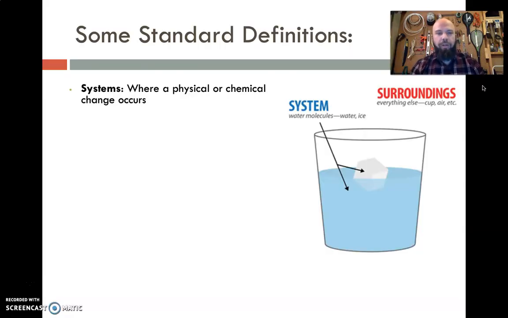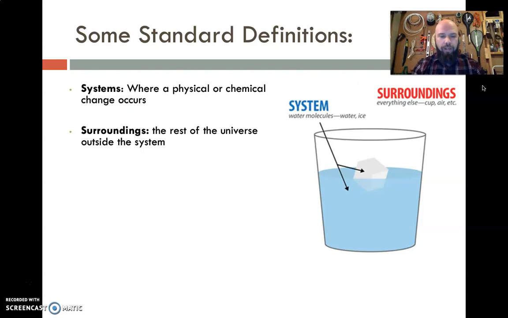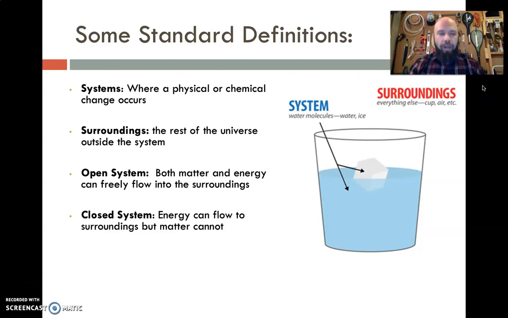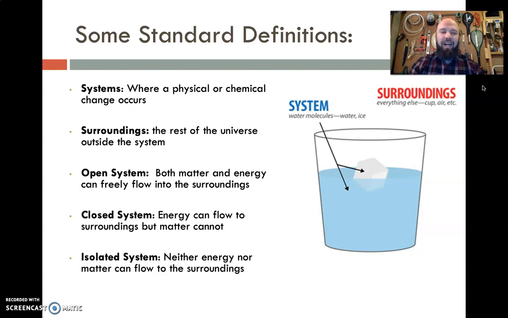So, to start off, we're going to define the system and the surroundings. The system is wherever the chemical reaction takes place, and the surroundings is everything else. These two will be important to recognize when we're doing quantitative values to look at the energy transfer between the system and the surroundings. If we say that a system is open, that means both matter and energy can flow freely throughout the system. If it's closed, matter is locked within the system, but energy can still flow, and we're going to use the term isolated system for when neither energy nor matter can flow into the surroundings.